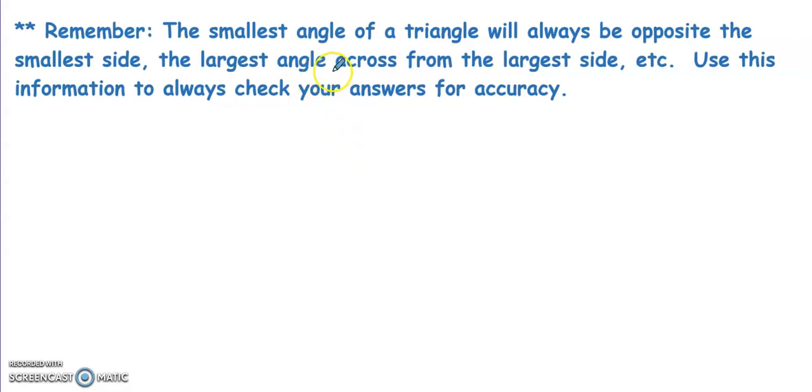Just as a reminder, a great way to check your work when you're done: smaller angles in a triangle are always opposite smaller sides. So the smallest angle is opposite the smallest side, the largest angle is opposite the largest side, and the middlest angle is opposite the middlest side. So that'll let us check our answers for accuracy. If you go back and look at the one that we did in example 1, you'll see that's true.